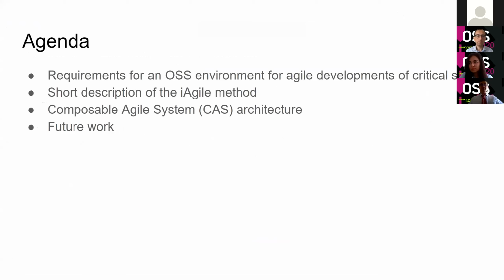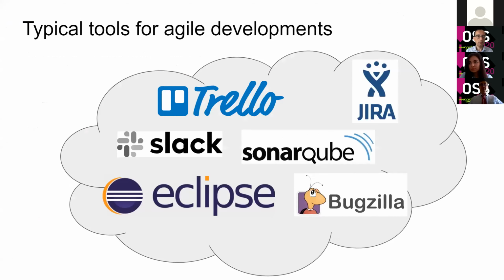Okay, this is the agenda for today. I will show the first requirements of open source software development, our environment for agile development. Then a short description of the iAgile method. Then we'll show the CAS system, and we'll shortly describe future work in this field.